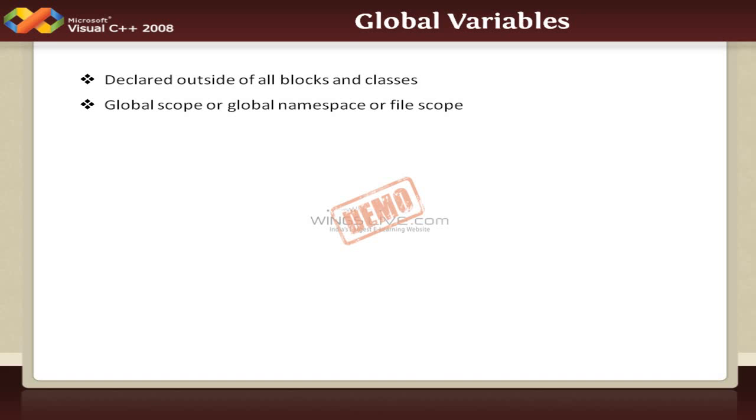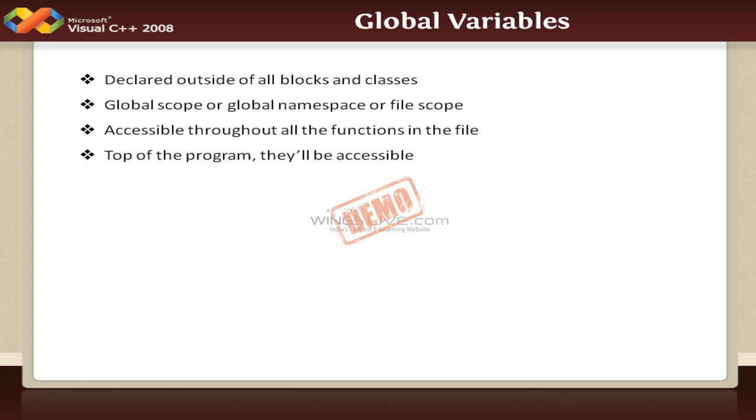This means that they're accessible throughout all the functions in the file following the point at which they're declared. If you declare them at the very top of the program, they'll be accessible from anywhere in the file. Globals also have static storage duration by default.